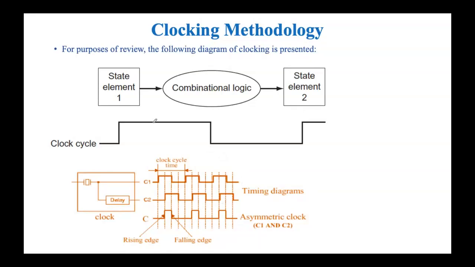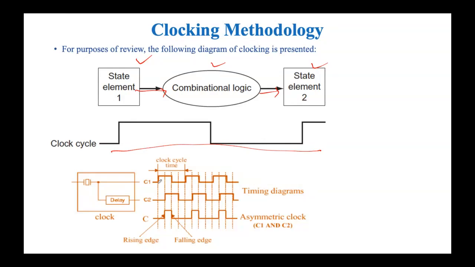So this is clearly showing that there are two state elements, state element 1 and your state element 2. They are surrounding a block of combinational logic, which operates in a single clock cycle. So all signals must propagate from state element 1 through the combinational logic to your state element 2 in the time of one clock cycle.